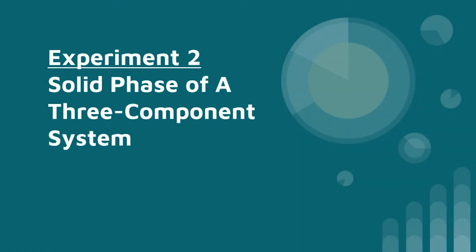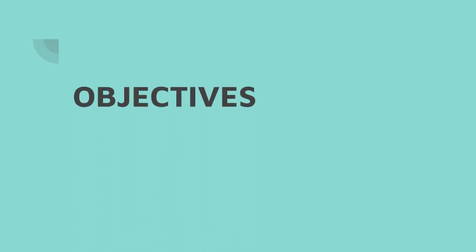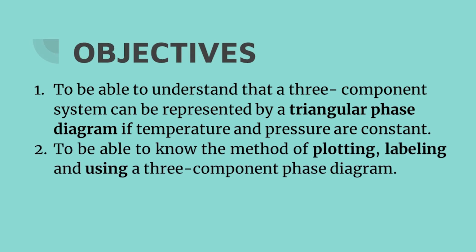Hi, we are from Group B7, and in this video we're going to explain Experiment 2, Solid Phase of a 3-component system. In this experiment, the objectives are to understand that a 3-component system can be represented by a triangular phase diagram if temperature and pressure are constant. Secondly, we are to know the method of plotting, labeling, and using the 3-component phase diagram.